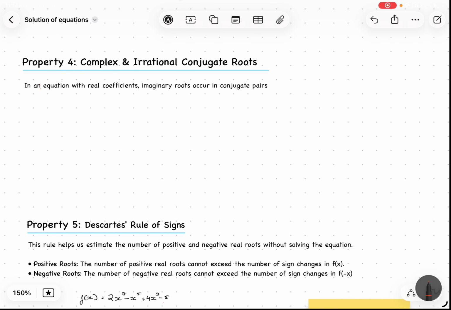Let's go to property 4. The property 3 was simple, right? The property 4, complex and irrational conjugate roots. It states that in an equation with real coefficients, imaginary roots occur in conjugate pairs, which means that if alpha plus i beta is a root, then alpha minus i beta is also a root, because imaginary roots always come in conjugate pairs. The same is for irrational roots. If a plus root b is a root, then a minus root b is also a root.